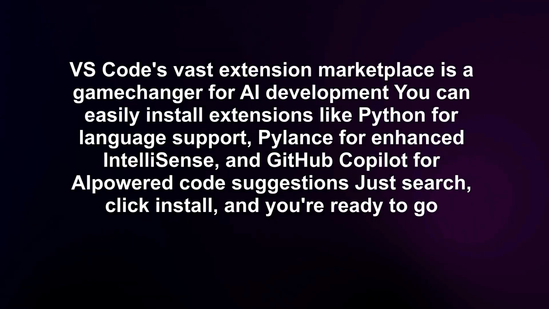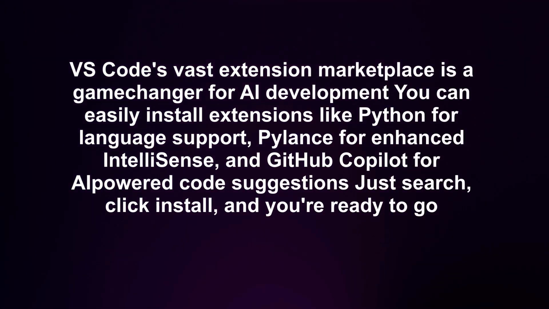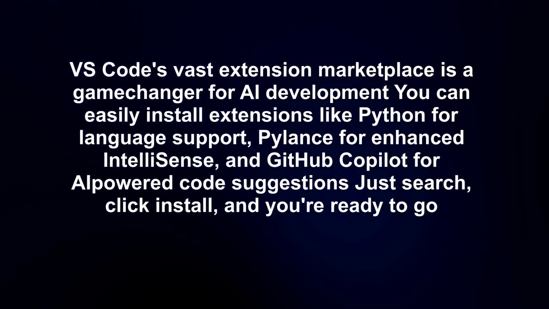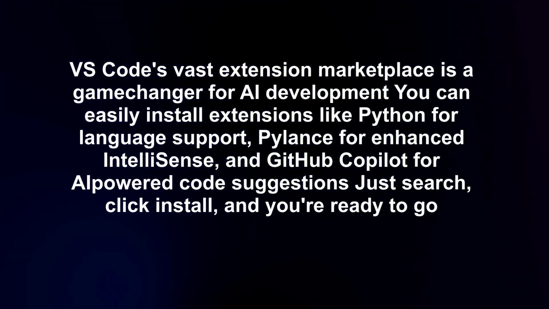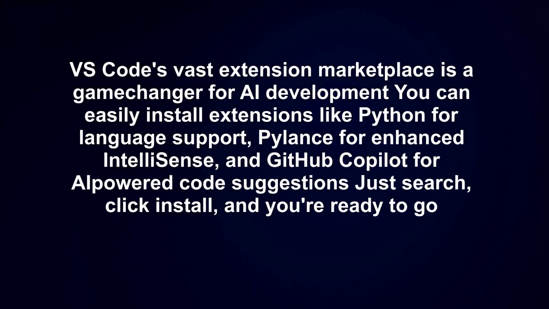VS Code's vast extension marketplace is a game-changer for AI development. You can easily install extensions like Python for language support, Pylance for enhanced IntelliSense, and GitHub Copilot for AI-powered code suggestions. Just search, click install, and you're ready to go.